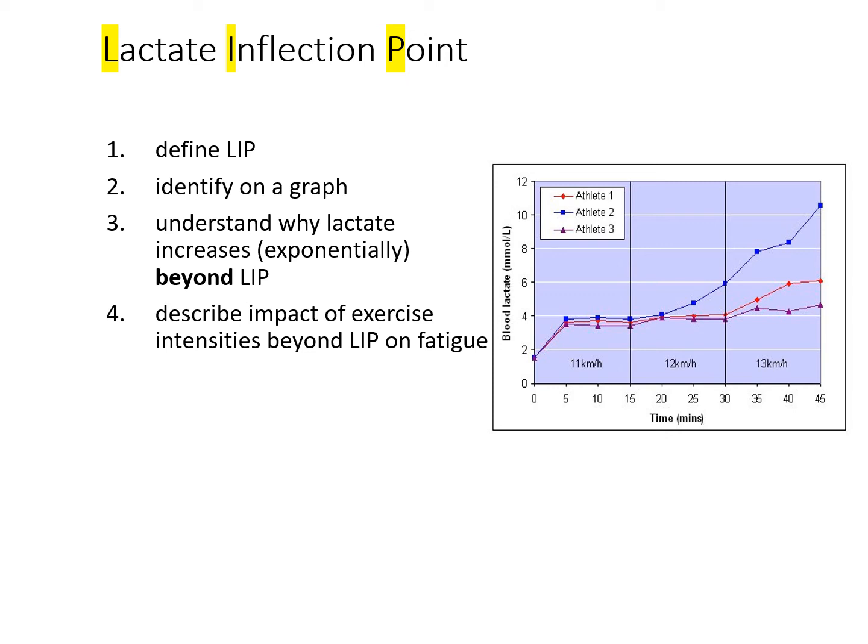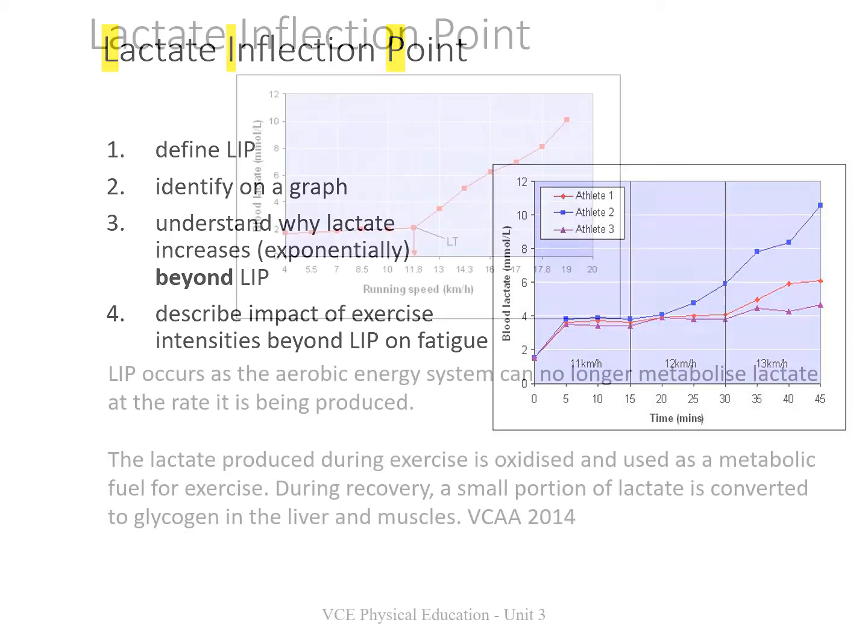Clearly the impact of working above that is that your muscles increase hydrogen ion concentration, which decreases glycolytic enzyme activity, which decreases the speed of splitting glucose and glycogen, and will ultimately cause a reduction in intensity as the body cannot sustain that muscle acidosis that the hydrogen ions are contributing to.